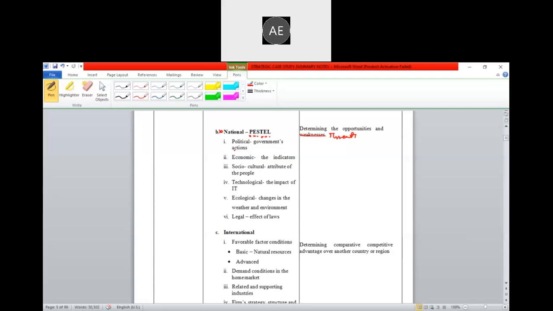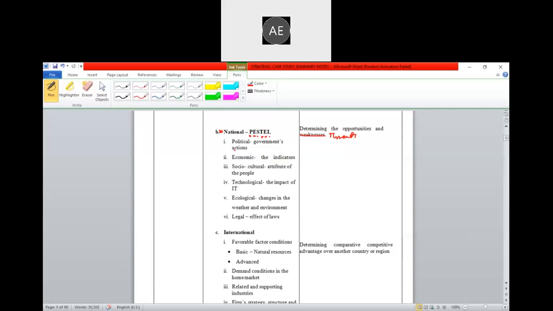Okay. So the social-cultural factors that can help an organization achieve its objectives are the opportunities. But if the social-cultural factors prevent the organization from achieving its objective, they become a threat. Then we have the T, which is the technological factors. That's the impact of IT. So IT may be an opportunity to a company or a threat, as we all know.